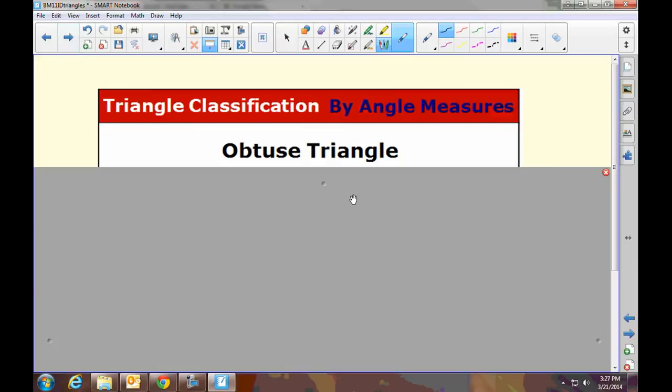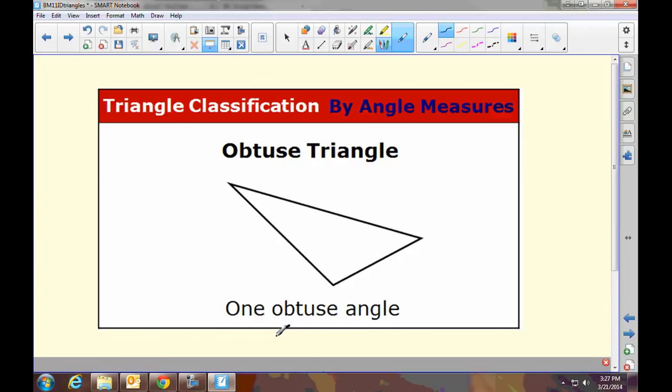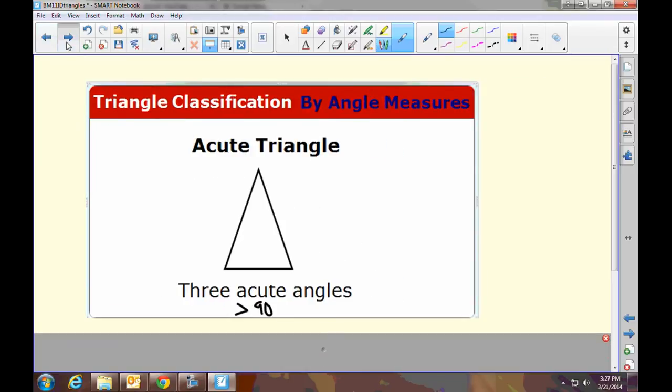Last one by angle measures, an obtuse triangle. Obtuse means greater than 90. Okay, so any triangle that has an angle greater than 90 is obtuse. And just like with the right, we can only have one obtuse angle, otherwise it wouldn't make a triangle. So to recap, obtuse, right, equiangular, and acute.